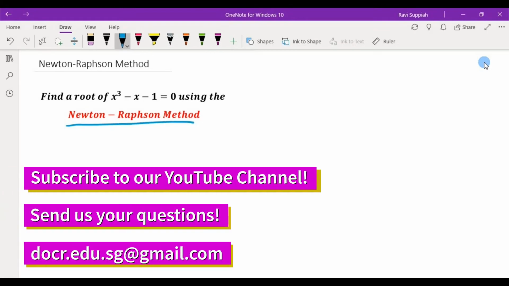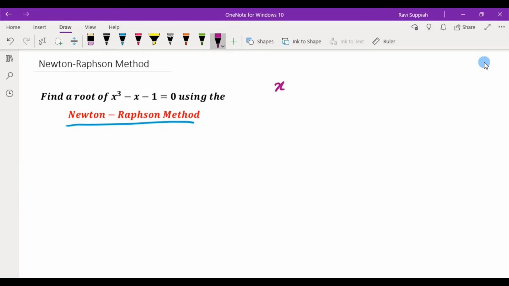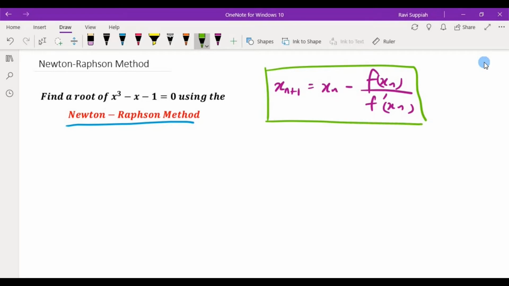This method basically revolves around a formula which can be written as x_(n+1) equals x_n minus f(x_n) divided by f'(x_n). So this f prime is actually the first derivative of f(x_n). As you can see, we need to iteratively keep computing x_(n+1) until we find that it converges to a value, and that value is basically the root of the expression.